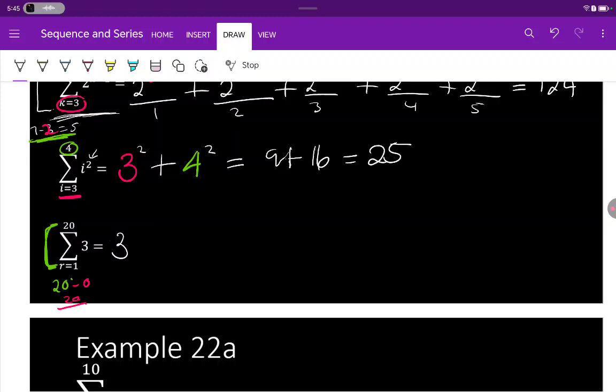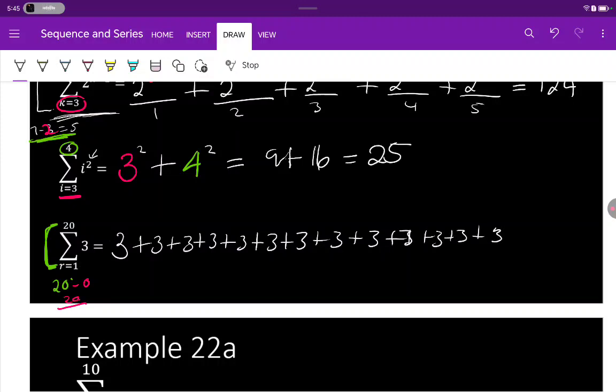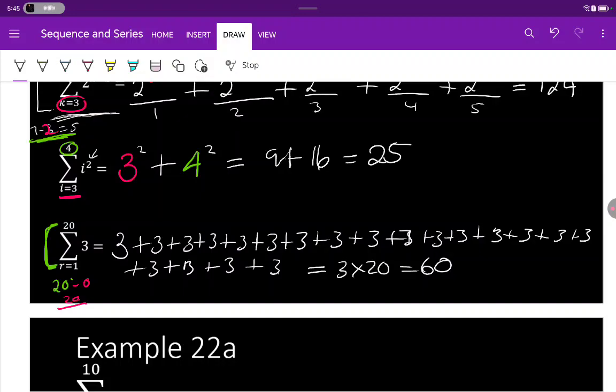That means I'm going to have 3, 1, 2, 3, 4, 5, 6, 7, 8, 9, 10, 11, 12, 13, 14, 15, 16, 17, 18, 19, 20. This is what the sigma notation means. This means I have basically 3 times 20, which is equal to 60.